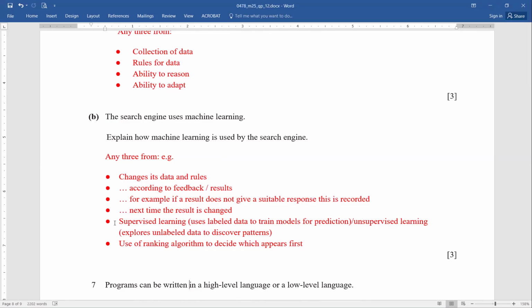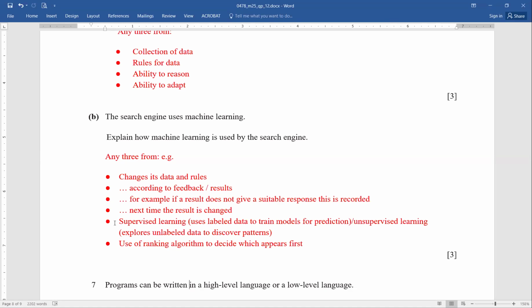So that is why they are dependent on the feedback. So the moment the result is not as per the expectation, the feedback is not the correct one, it will immediately be relearning on its own and will be changing the result in future. So that is what it is doing. Besides this, a student can talk about supervised learning also, or unsupervised learning also, where supervised learning uses labeled data to train models for prediction, while unsupervised learning uses unlabeled data to discover the patterns.